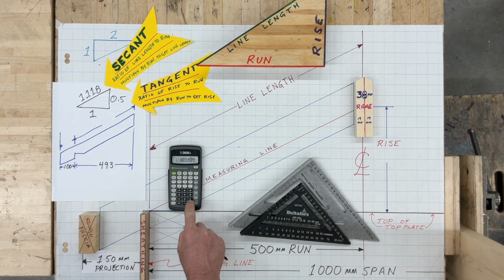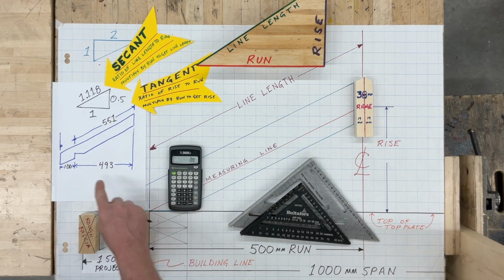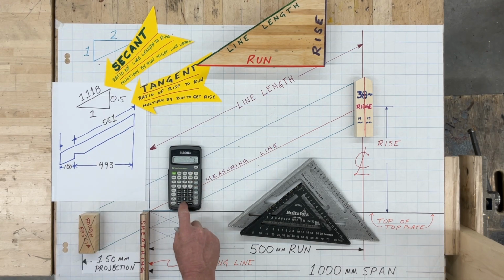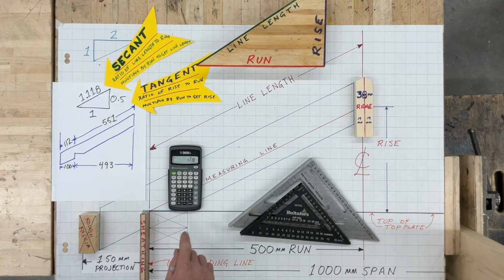Now multiply the 2 runs by the secant to get the line lengths that you're going to mark on your rafter stock. To avoid compound error, you will want to pull all your measurements from the tip of the ridge plumb cut. So also put in the running total on your diagram.